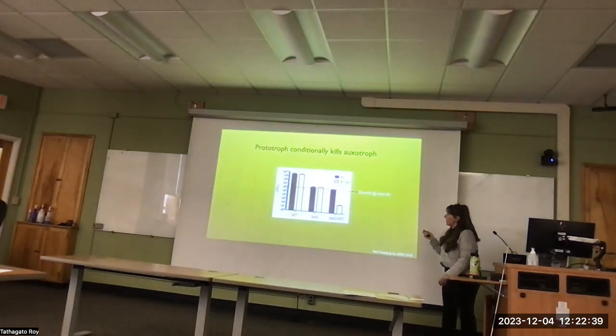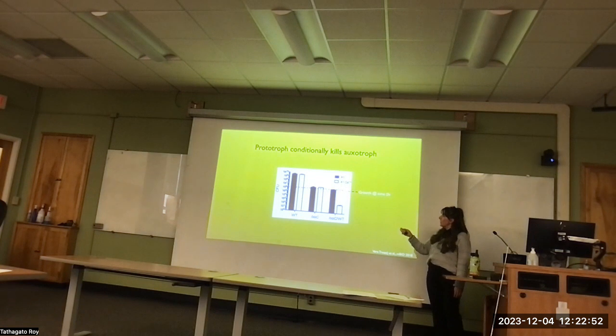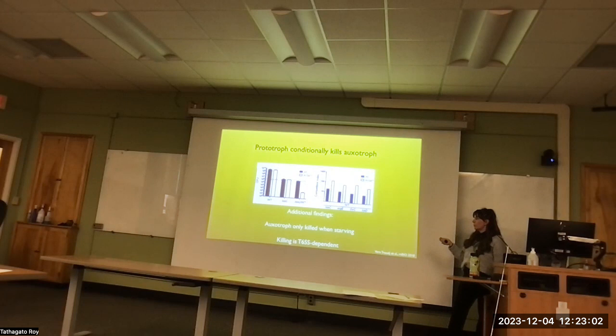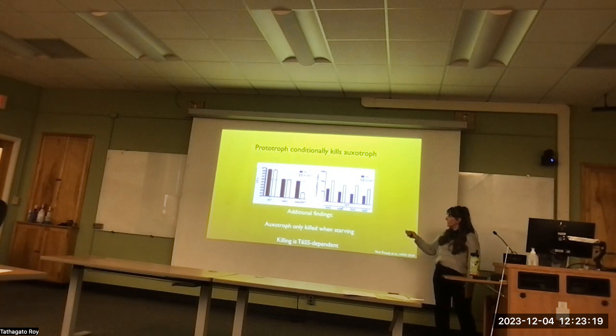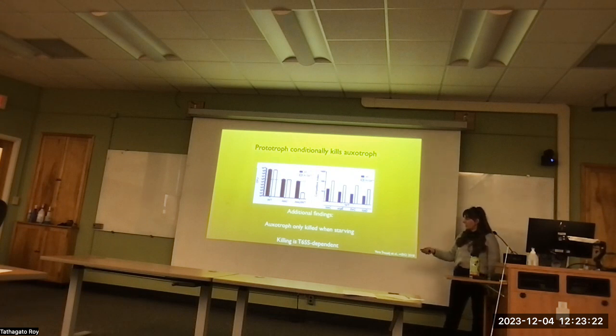In a previous study in our lab, we looked at auxotrophs with the prototroph, and we noticed that when the auxotroph and prototroph were plated together in minimal media containing additional calcium, the growth of the auxotroph is significantly decreased. In another experiment looking at different auxotrophs, we see that again in this minimal media that contains calcium, the competitive index, or the ability for the wild type to kill the auxotroph, is increased. It's shown here. So we found that this is dependent on the type 6 secretion system.